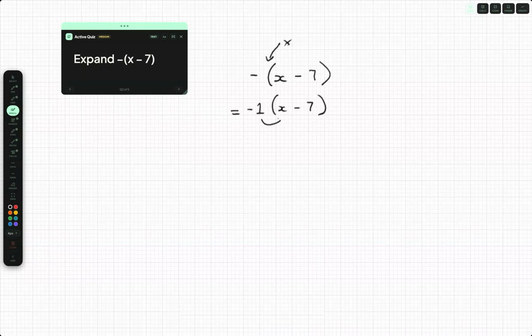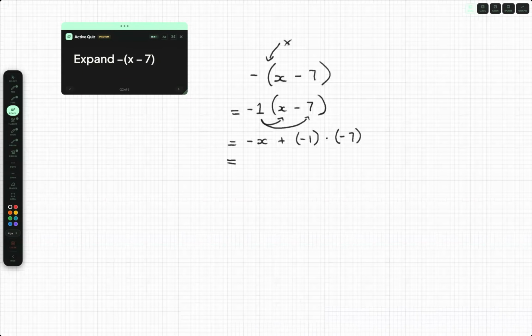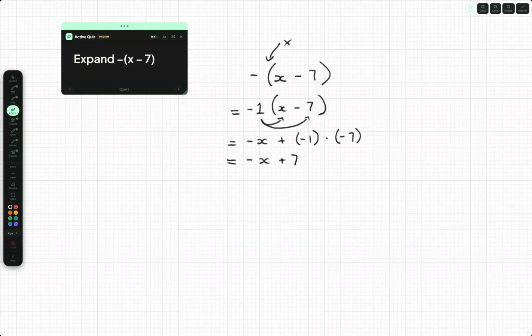So minus 1 times x is just negative x. And then minus 1 times minus 7, so plus negative 1 times negative 7. A negative times a negative is a positive. So we end up with negative x plus 7. That makes perfect sense, because if we start out with minus 1 over these terms, what we're really doing is just changing the signs of both terms.